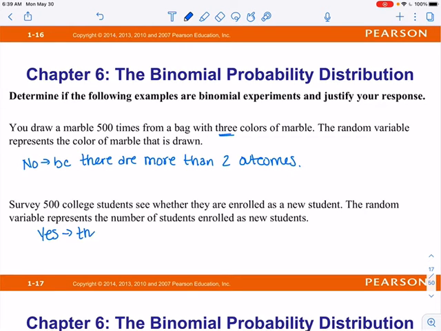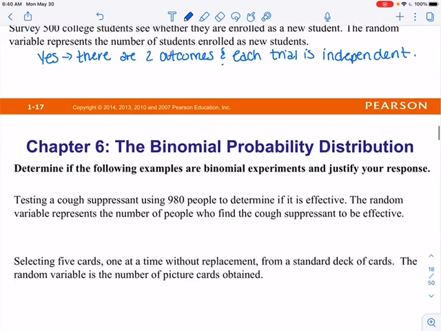So yes, there are 2 outcomes, and each trial is independent. Okay, and you're doing it exactly 500 times. Okay, 2 more like that.